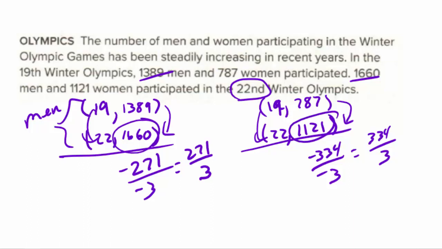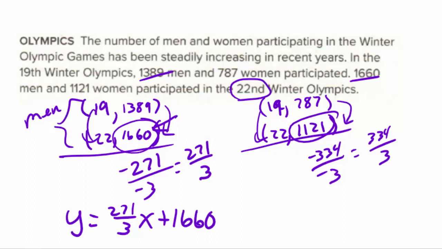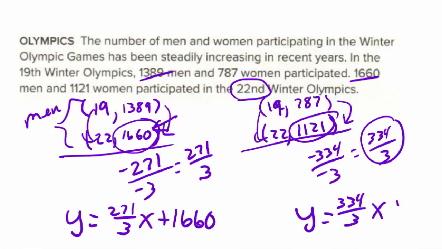So the equation for men will be y equals 271 over 3 x plus 1660, since they started at 1660 in the 22nd Olympics. For the women, y equals, and their slope, of course, was 334 over 3 x plus, and then the number of women in the 22nd Olympics was 1121. So that starting amount in the 22nd Olympics is our y-intercept. Now we're going to want to go and graph that.